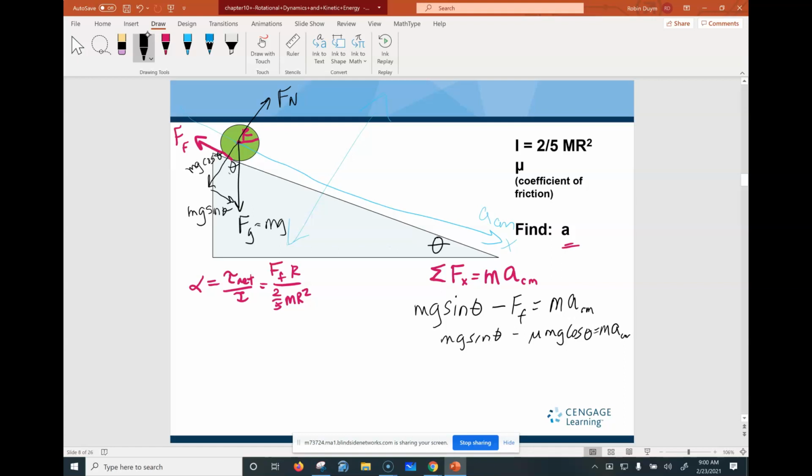Okay, so now we have these two equations, right? We need what sometimes is called a bridge equation. What equation is going to link our angular acceleration and our linear acceleration? You guys remember?